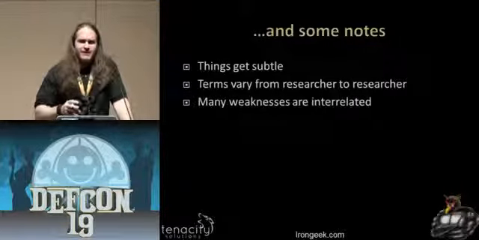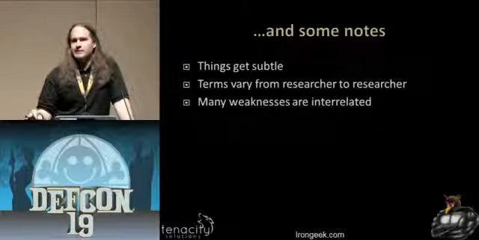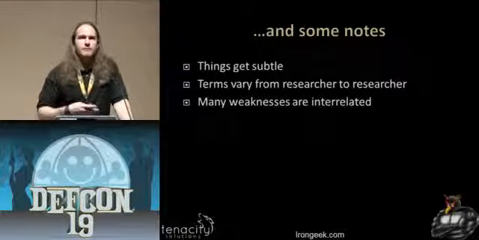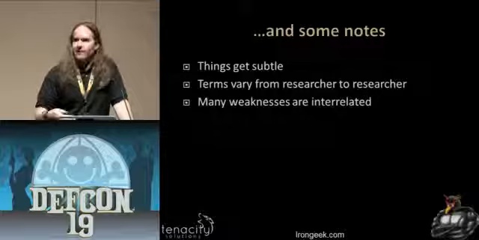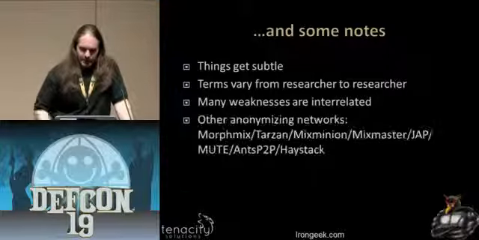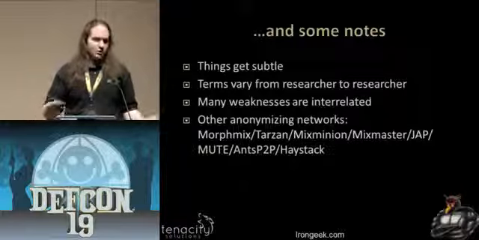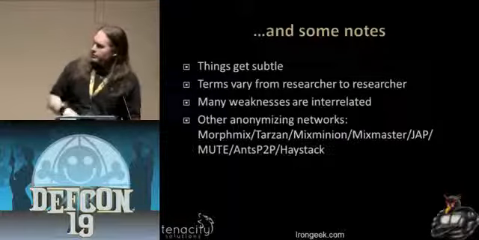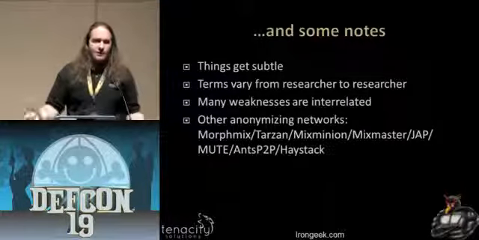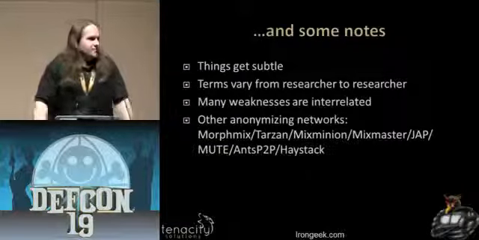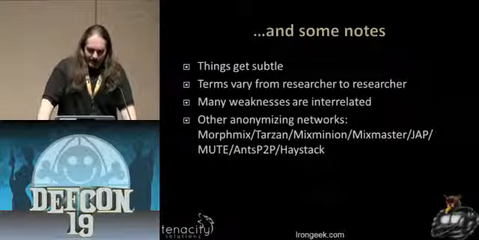There's a lot of weaknesses that are interrelated. Sybil attacks, for instance, can be used to help augment attacks like traffic correlation. And like I said, there's a lot of other cypherspaces out there besides Tor and I2P. The ones you see up there on the screen are just to name a few. But Tor seems to have gotten most of the ground, and I2P is sort of a runner-up.